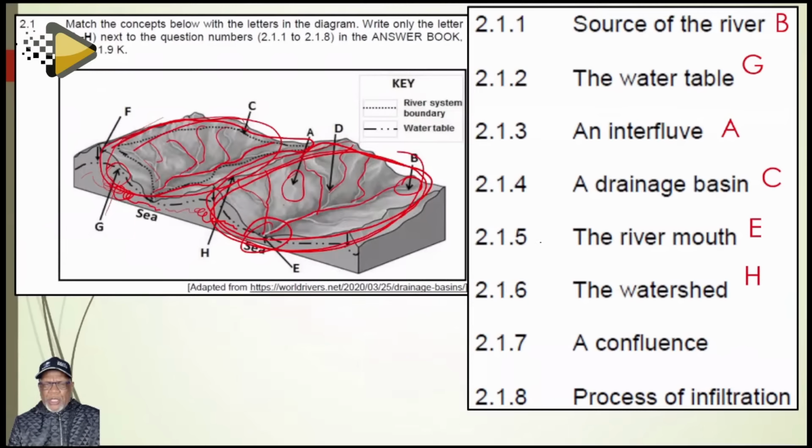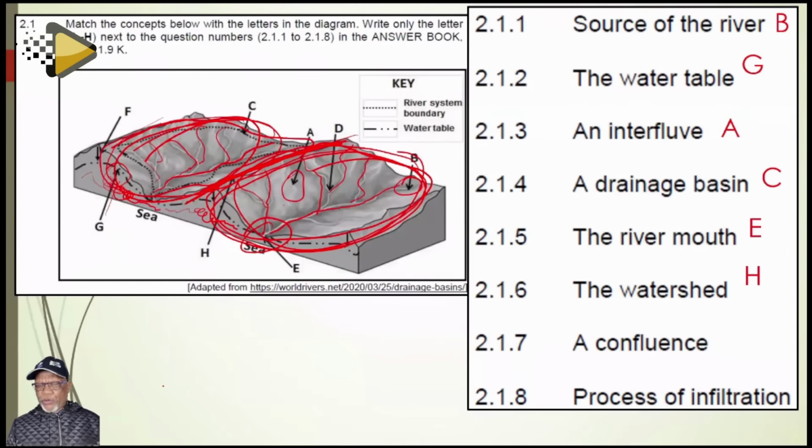Then we have a watershed. There is your watershed. We have a drainage basin this side, another drainage basin this side. They are separated by a watershed. Don't confuse watershed and interfluve. An interfluve separates the streams within the same drainage basin, but the watershed separates two or more drainage basins.